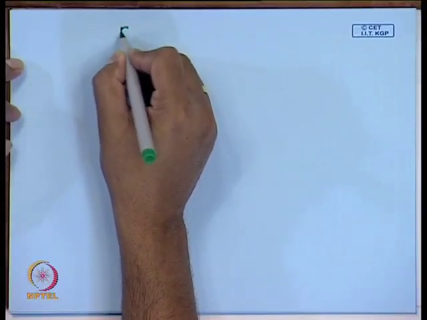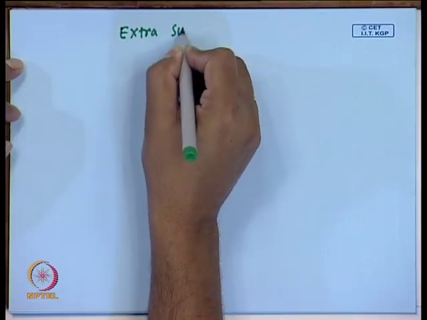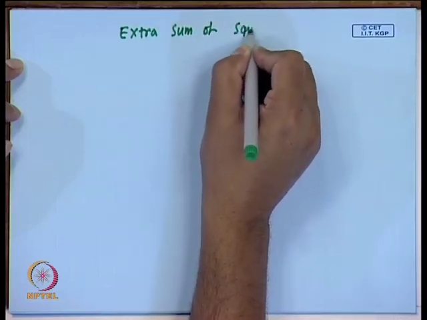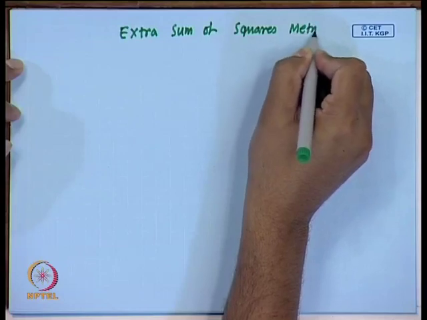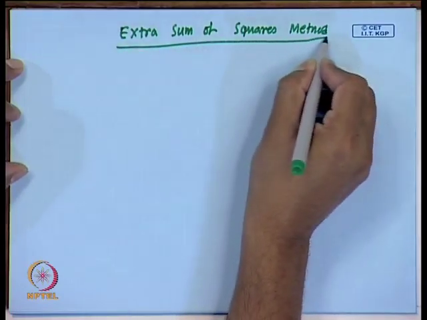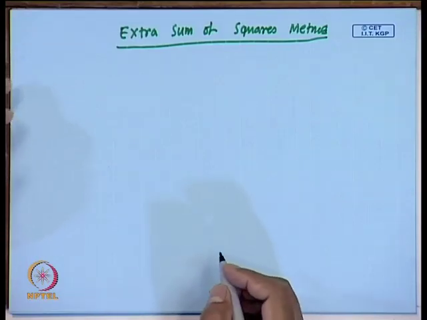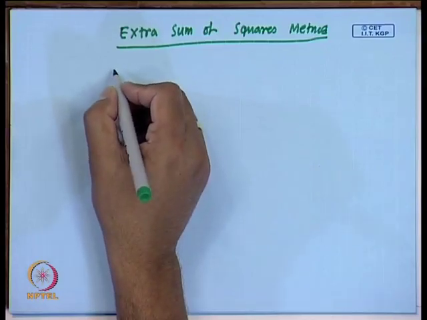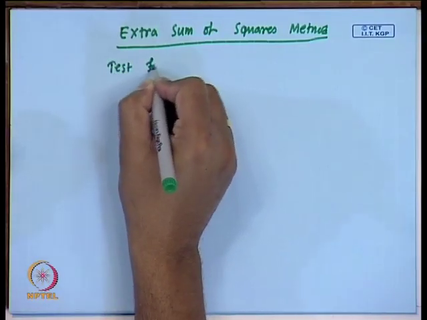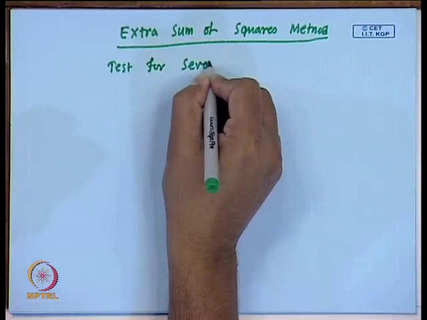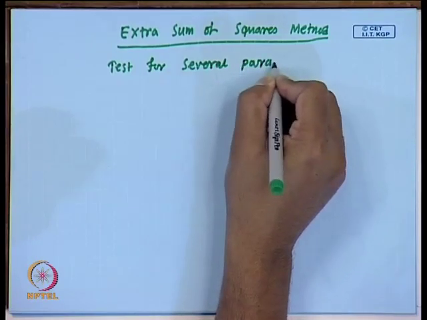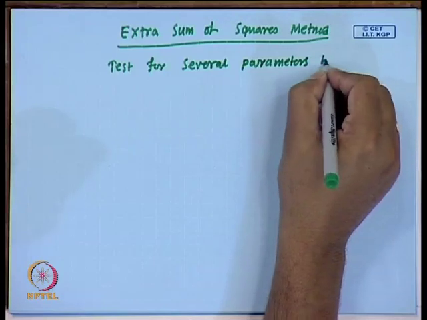Next we will move to testing for several parameters being 0. Okay. So, the technique here is called the extra sum of squares method, and this one has very important application in regression analysis. What we want to do here is that we want to test for several parameters being 0.